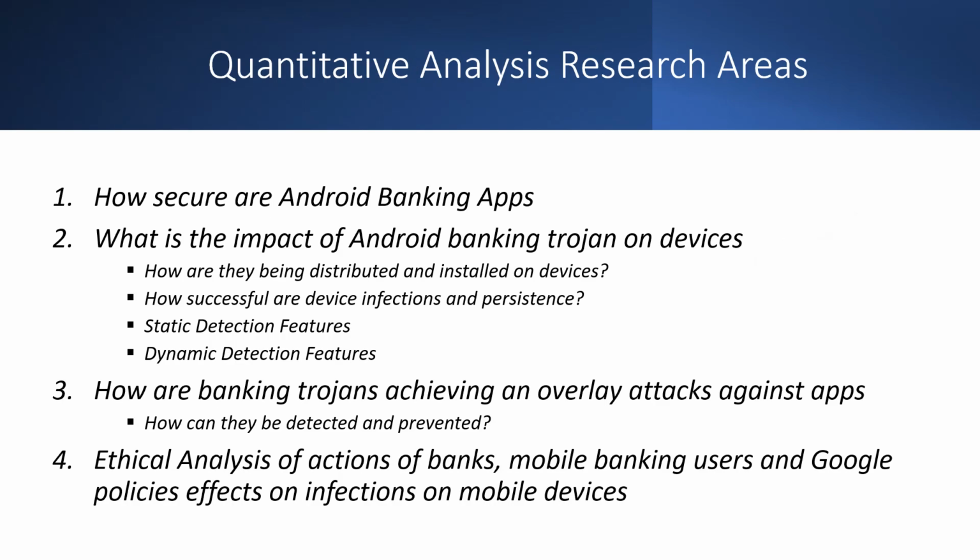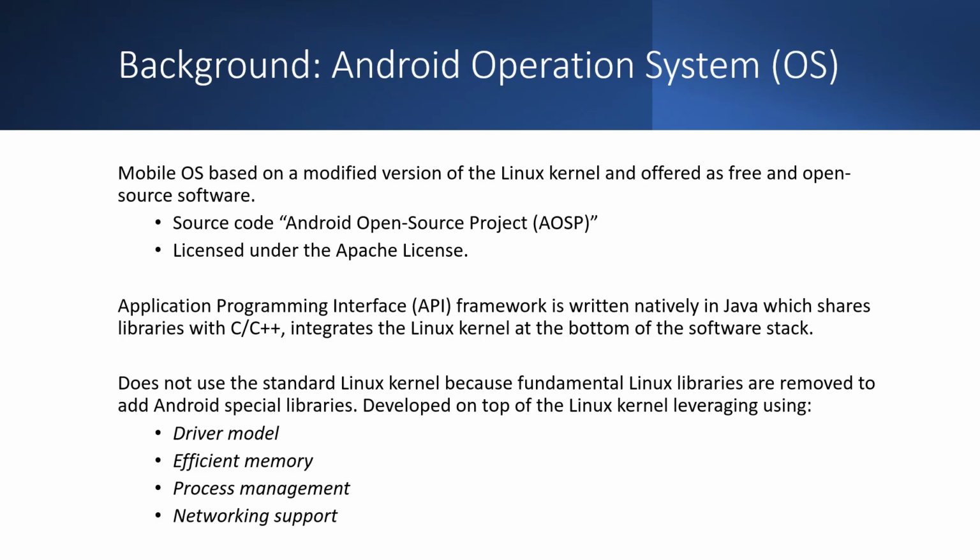Quantitative analysis research areas. How secure are Android banking apps? What is the impact of Android banking Trojans on devices? How are they being distributed and installed on devices? How successful are device infections and persistence? Static detection features and dynamic detection features. How are banking Trojans achieving an overlay attack against apps? And ethical analysis of actions of banks, mobile banking users, and Google policies on infections on mobile devices.